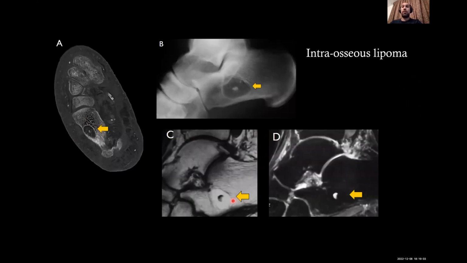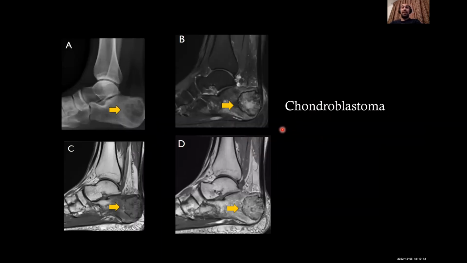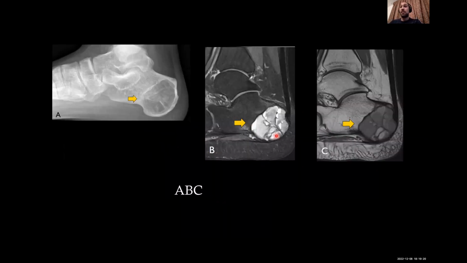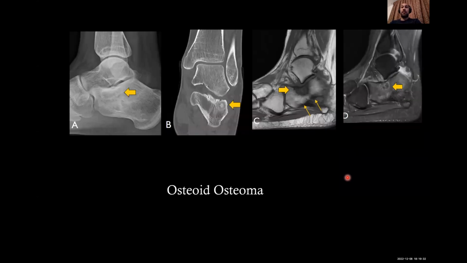These are intraosseous lipoma, you can find here this high signal and the intraosseous calcifications. Unicameral bone cyst of the calcaneal bone. Chondroblastoma with the posterior third of the calcaneum, which is considered as epiphyseal equivalent. Aneurysmal bone cyst with the fluid level. And here is the erosion, also here epiphyseal equivalent giant cell tumor. Don't forget closure of the epiphysis.